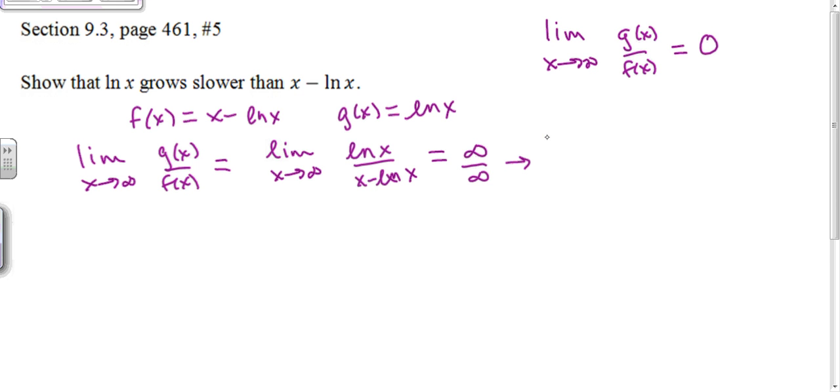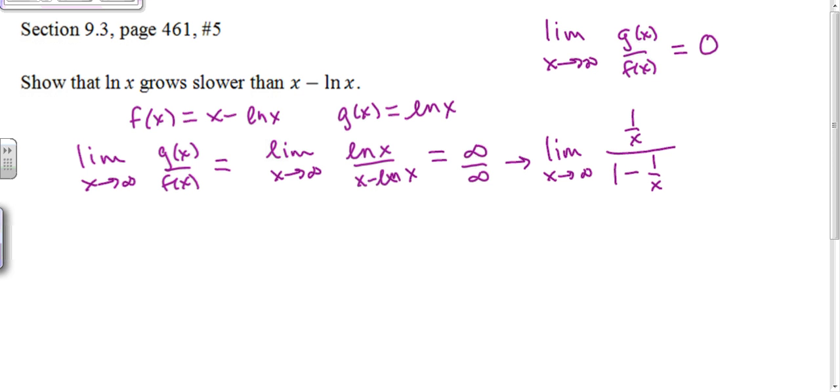So let's do that. And when I apply L'Hopital's rule, I still have a limit, and I end up taking the derivative of the numerator and putting it in the numerator, and taking the derivative of the denominator and putting it in the denominator. So when I look at the numerator, the derivative of the natural log of x is what? 1 over x. And when I look at the denominator, the derivative of x is 1 minus the derivative of the natural log of x, which is still 1 over x.